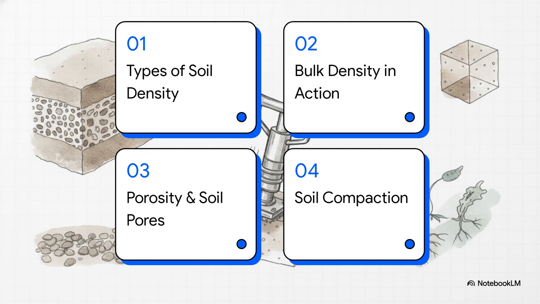To do that, we're using a bottom-up mechanics approach. We'll start with the two types of soil density, then observe bulk density in action. After that, we'll explore porosity and soil pores, and finally, wrap up by examining the dynamics of soil compaction.